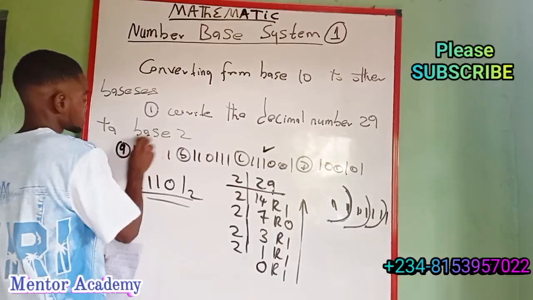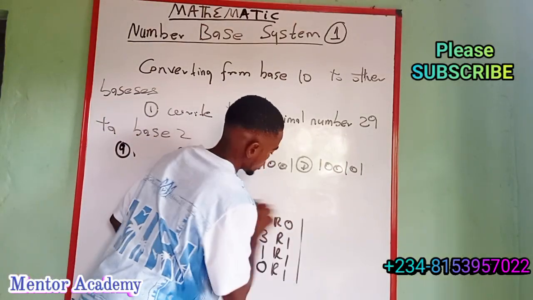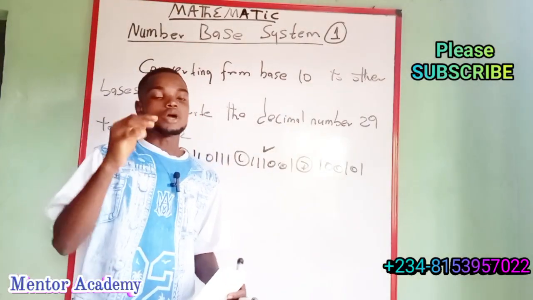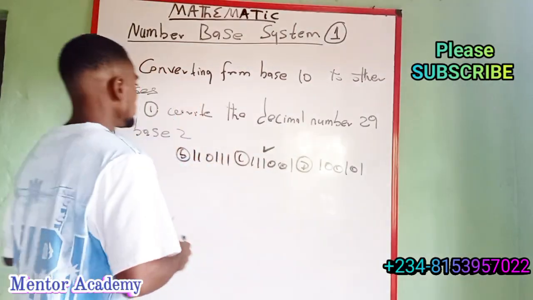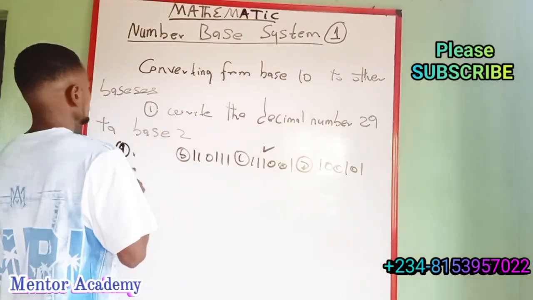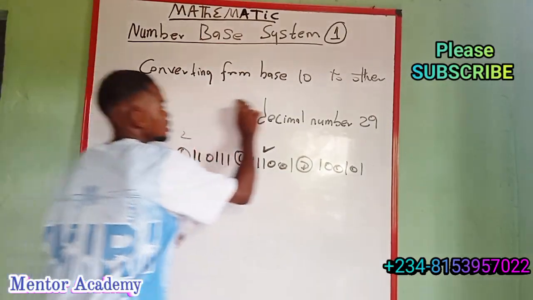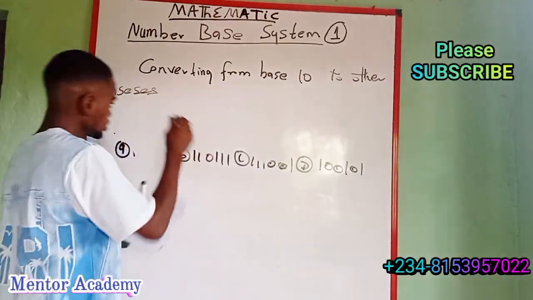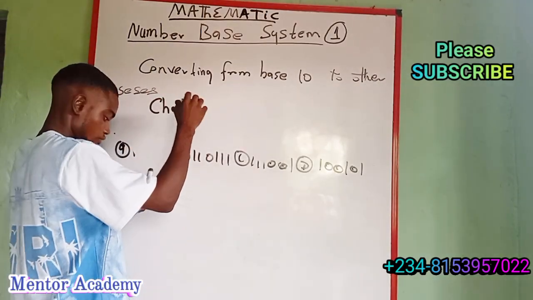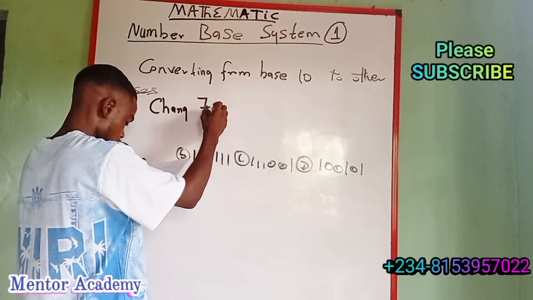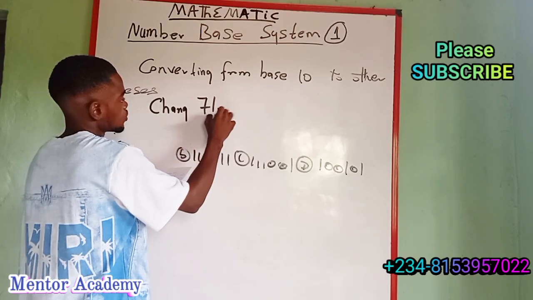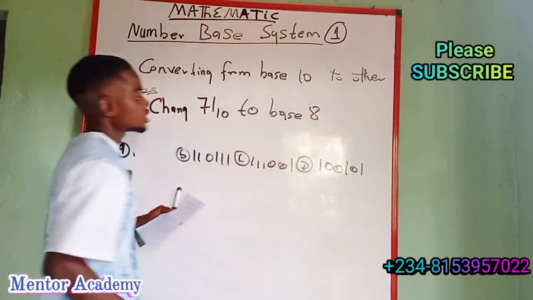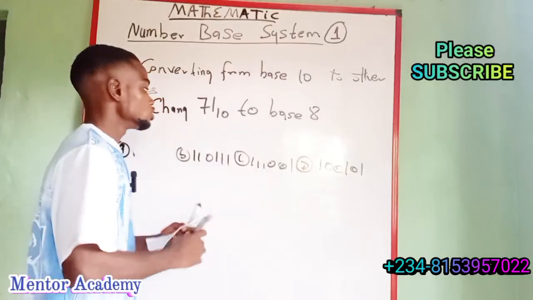Now let's look at the next question on the conversion of base 10 to other bases. We are going to do from other bases to base 10 as we finish the next question. So now, from the same JAMB question, we have: change 71 base 10 to base 8.